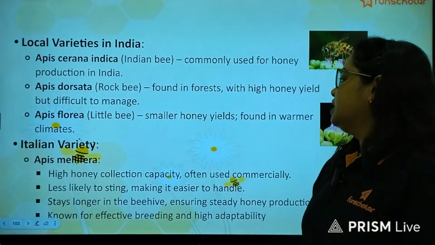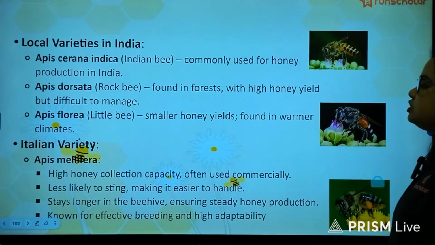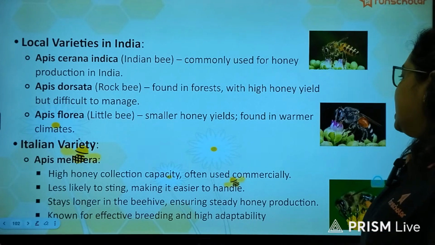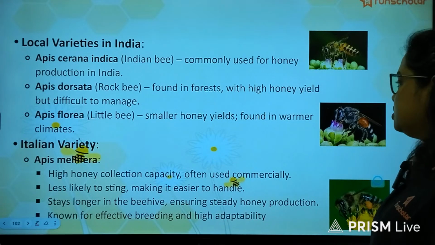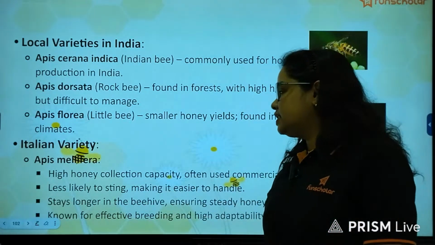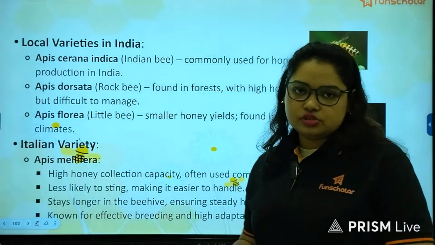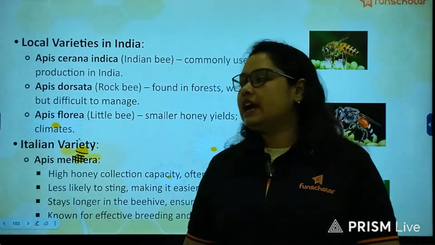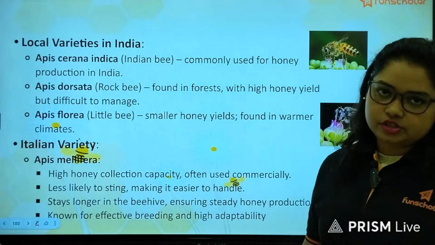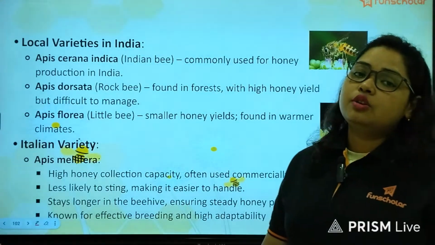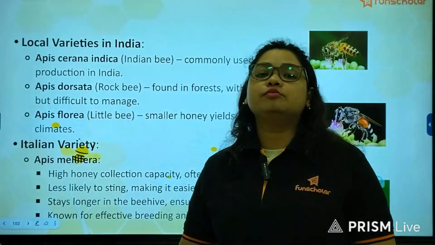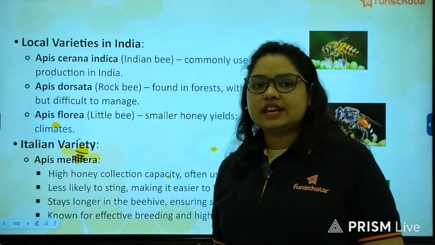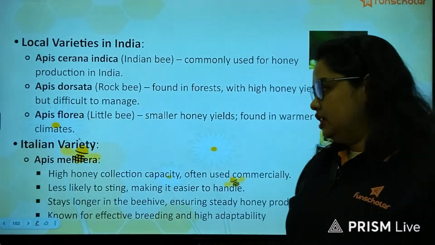Now, Apis florea, which is also known as the little bee, is a smaller honeybee found in warmer climates. So the honey that is made by this type of bee, since the size is also small, the production efficiency is also low, and it is found in warmer climates. Obviously, India is a tropical country. We have got warmer climates in most of the regions, so that is why this type of honeybee species can easily thrive in India.